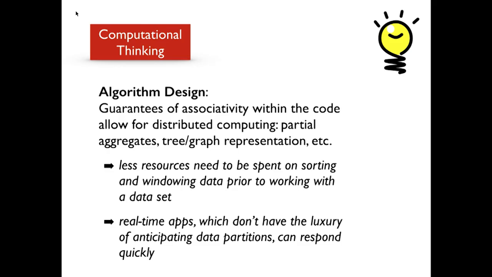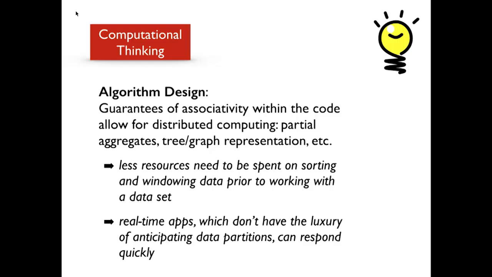So the big idea there is that in terms of algorithm design, guarantees of associativity in your code allow for distributed computing. You can leverage things like partial aggregates, graph representation, tree representation, etc. Long and short of that is it means less resources need to be spent on things like sorting or windowing the data, because in the old days what we used to do would be to take the entire data set, sort it, which is a big batch job, and that's costly. And then once we've got it sorted, then we can stream through in a very efficient way.